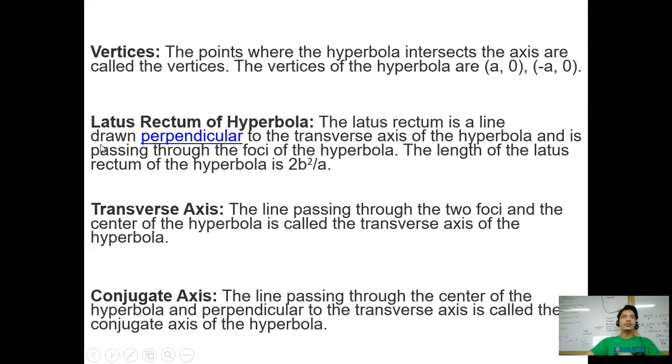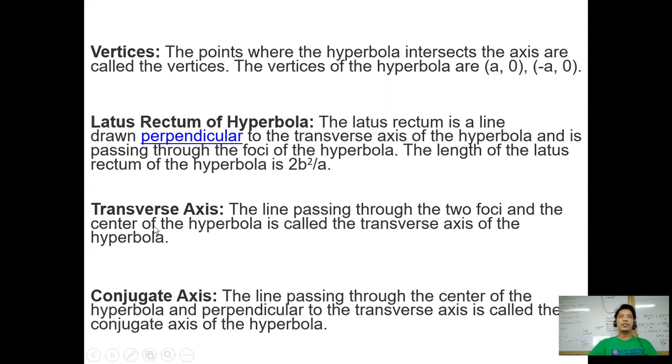So sino naman si latus rectum? Latus rectum of the hyperbola is a line drawn perpendicular to the transverse axis of the hyperbola. It is passing through the foci of the hyperbola. The length of the latus rectum of the hyperbola is 2b squared over a. So kapag alam na natin yung mga parts ng ating hyperbolas, madali na natin makukuha yung tinatawag natin latus rectum. So importante po yung latus rectum para makagawa tayo ng hyperbola shape natin.